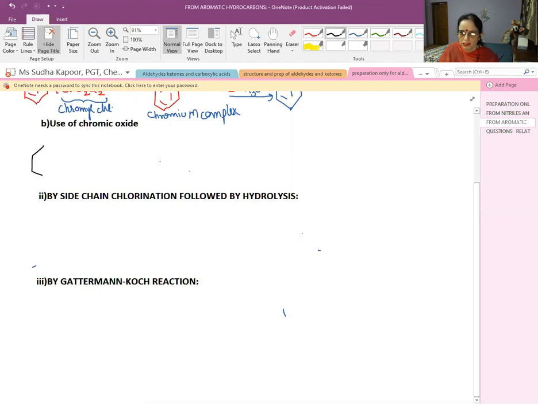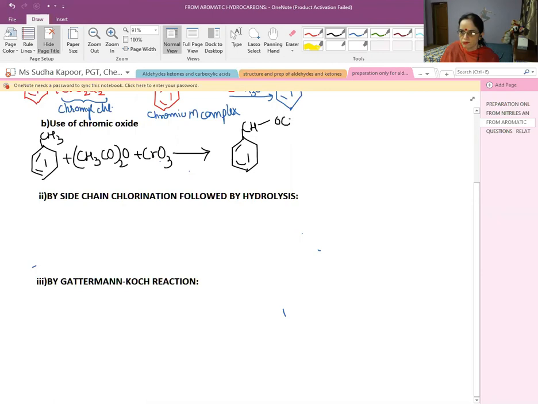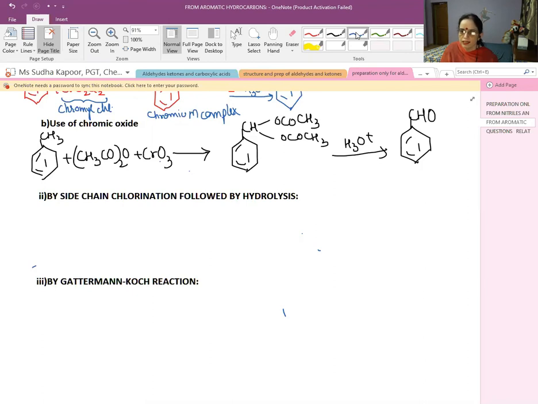Now the other preparation that we can do for benzaldehyde is from the chromic oxide. So we have taken toluene, then added acetic anhydride, that is (CH3CO)2O, along with chromic oxide CrO3. Then what we get is a very similar product as we have got in the Etard reaction, CH(OCOCH3)2, and again on the acidic hydrolysis we will be getting the benzaldehyde. So this is a very much similar preparation like that of the Etard reaction.